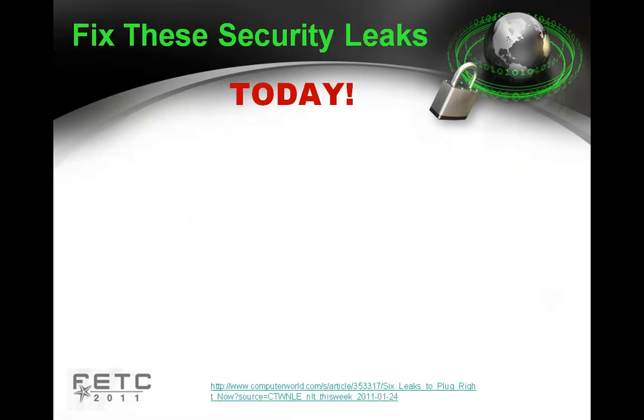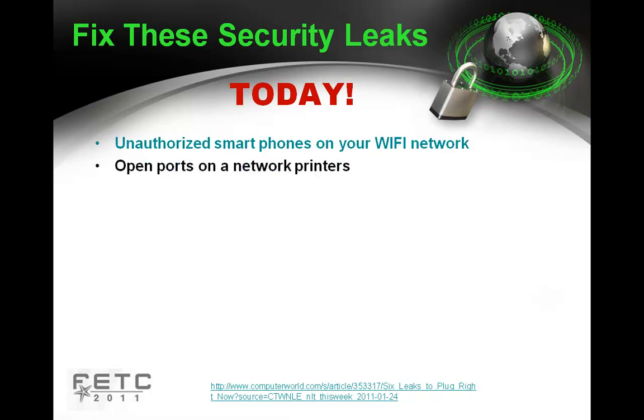Let's look at some security issues we should fix today, and they're not that hard. First of all, unauthorized smartphones on your wireless network. If you're running a guest network, then that's fine, but make sure it's separate from your production network, and that that's where you allow people to have cell phone access. Next are open ports on your printers. Like I said, printers are a major jumping off point for someone who knows what they're doing, and it doesn't take much because there are step-by-step videos.